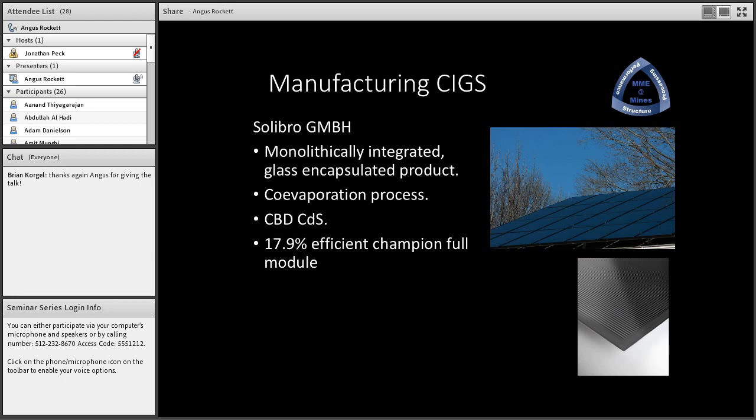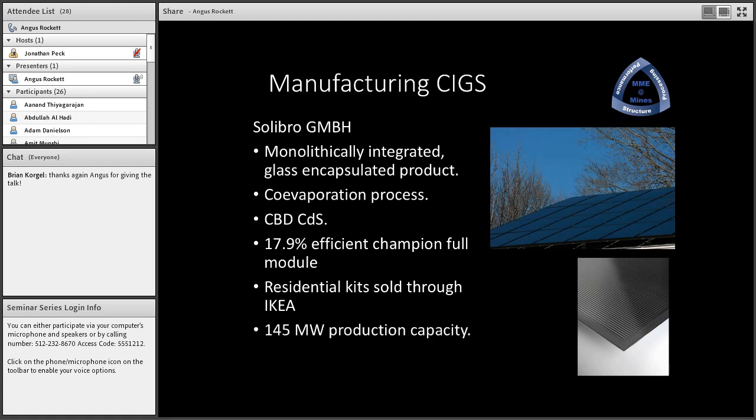They have generally done chemical bath deposited cadmium sulfide. They may do other things. I'm not sure what they're using exactly for a heterojunction partner, because of course none of these companies talk about it very much. They have a 17.9% efficient champion full-scale module. So modules that are close to a square meter, they've achieved a 17.9% efficient module, and that's quite an accomplishment in a monolithically integrated module, because every part of the module has to operate very well to achieve that sort of efficiency.